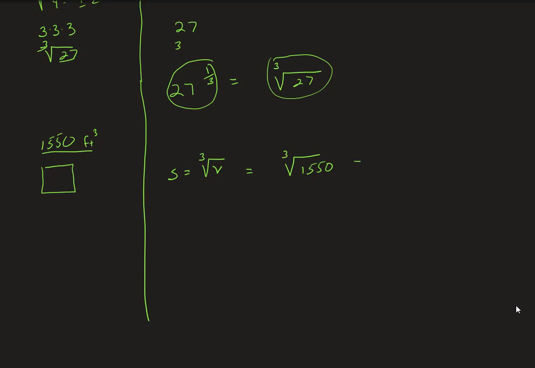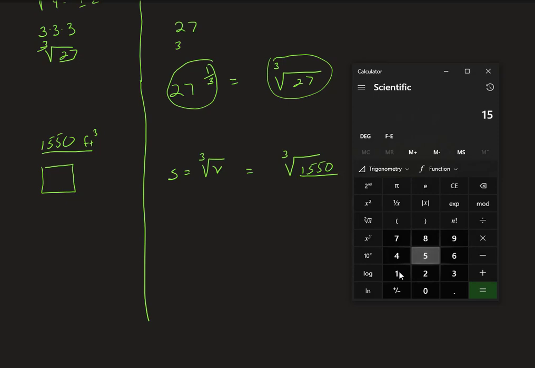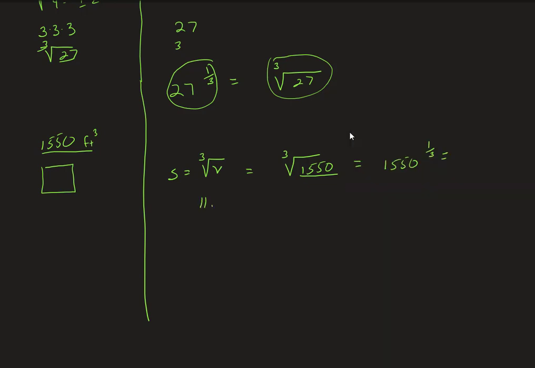And if your calculator has that key, great. If it doesn't, we're going to take 1550 to the 1/3 power. So if we put that in the calculator, 1550, use the x to the y key, I'm going to use the 3 and hit the inverse. That's 1/3, and hit enter. And I came up with 11.5729.